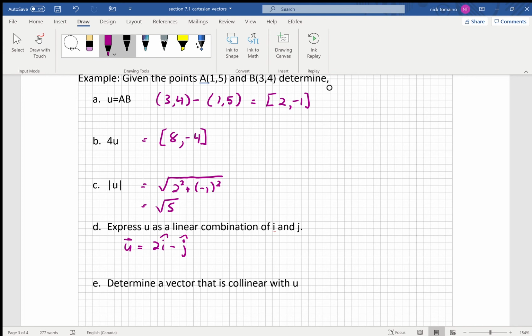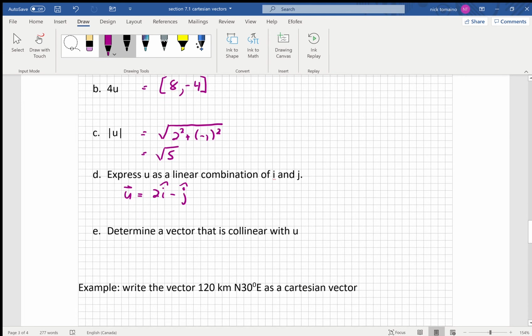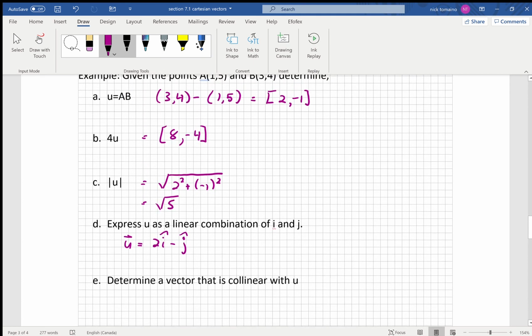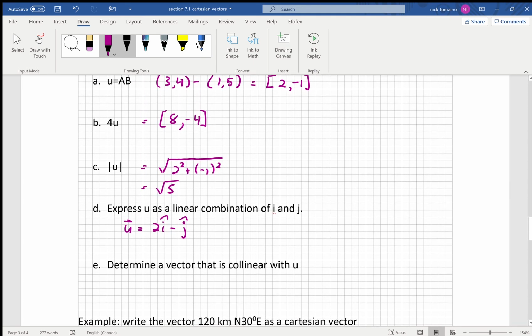And determine a vector that is collinear with u. Okay, so we actually did that in B, right? You just pick any number and multiply it by u. So for example, we could pick 2, negative 2, it doesn't matter. Any number times that, so we'll just use that, (8, -4).